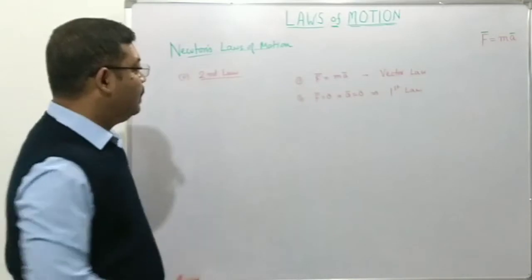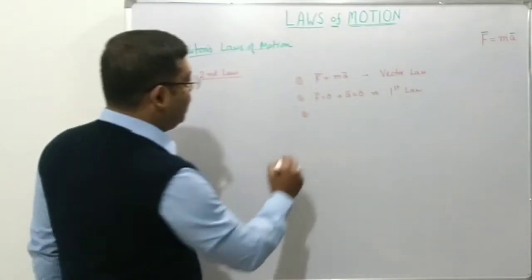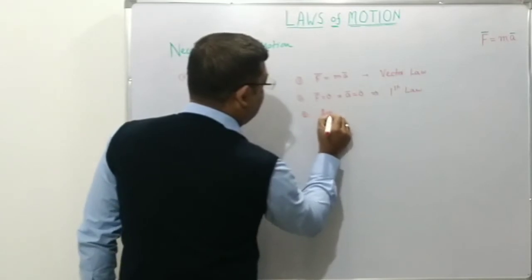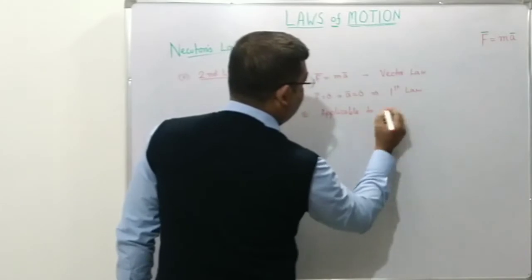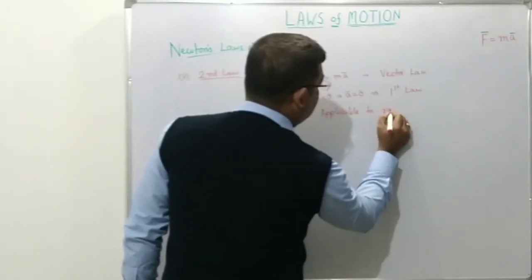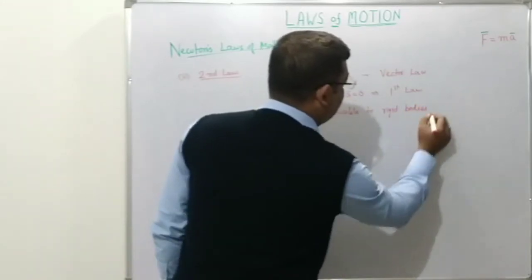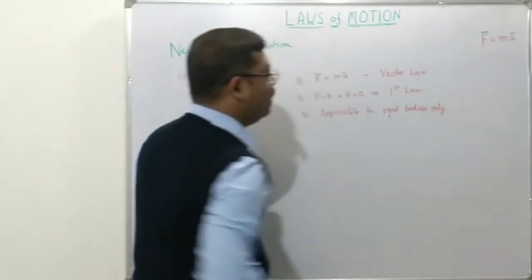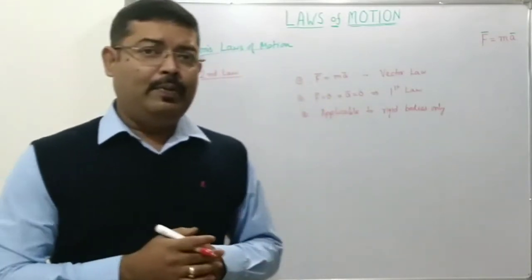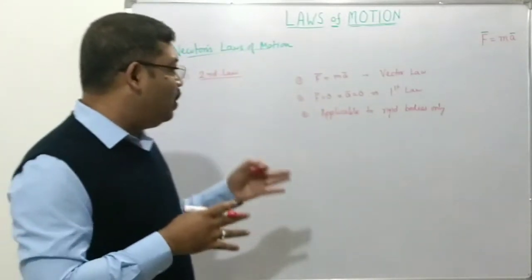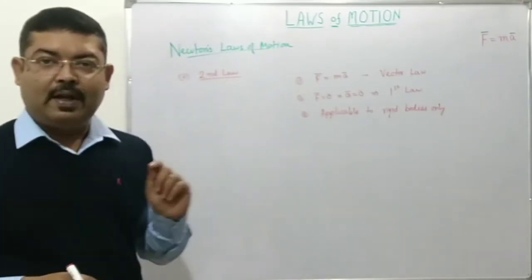Number 3 is that it is applicable to rigid bodies. See, what do we mean by rigid body? By rigid body, we mean that the shape or size of the object or the body is not going to change under the influence of the applied force.